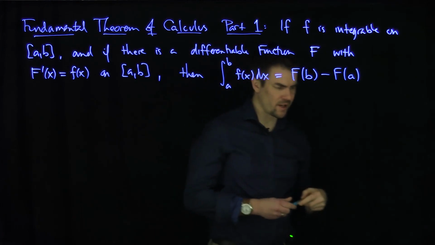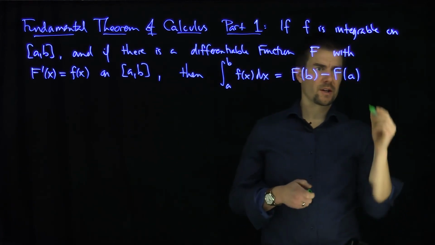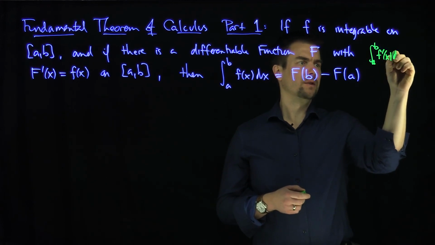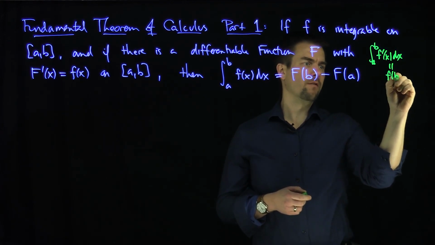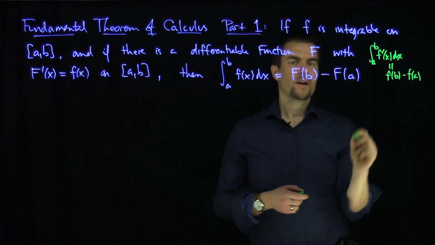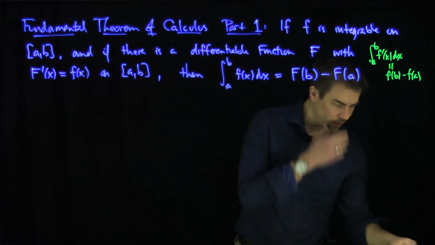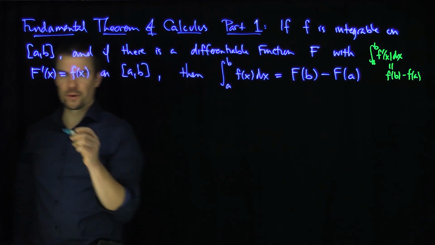And so oftentimes in ordinary calculus textbooks, you're going to see it written this way. Classically it's written as the integral from a to b of F prime of x dx is equal to F of b minus F of a. And this capital F is called an antiderivative of little f. Okay, great. So how do we prove this? We prove this in the following way.